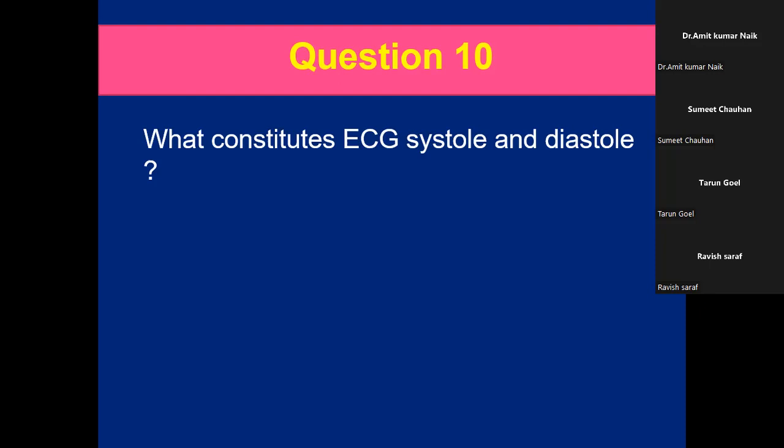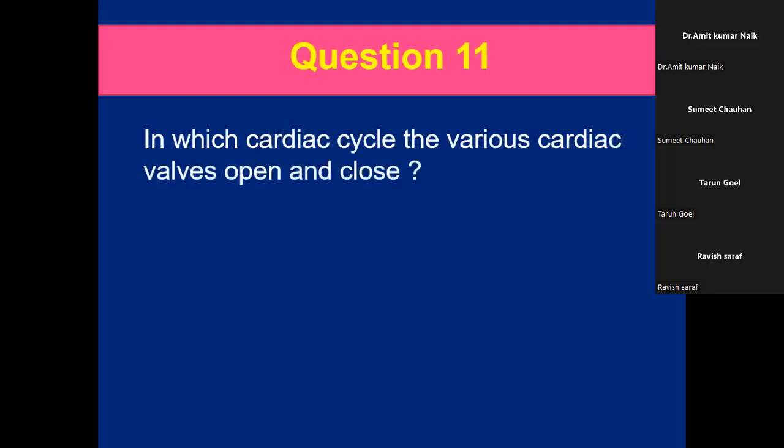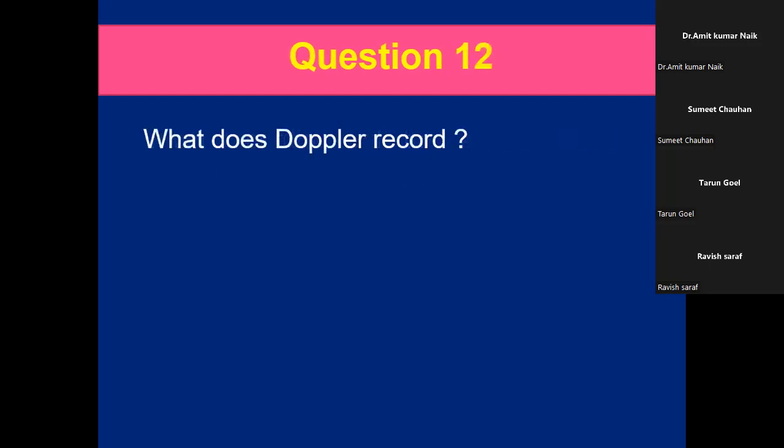At the beginning of, at the end of T wave. Yes, sir. In which cardiac cycle do the various cardiac valves open and close? Sir, in systole, the aortic valve and the pulmonary valve open, and in diastole, the mitral valve and tricuspid valve open. What does Doppler record?